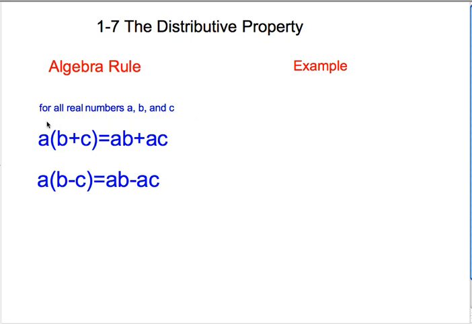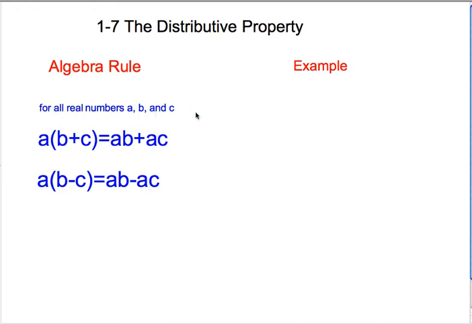The rule is stated as this: for all real numbers a, b, and c, a times (b plus c) will equal a times b plus a times c. And the same is true for subtraction. So if there's subtraction inside these parentheses, a times (b minus c) equals ab minus ac. So here's some examples of that.